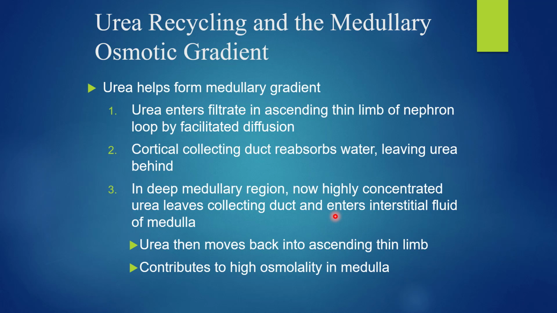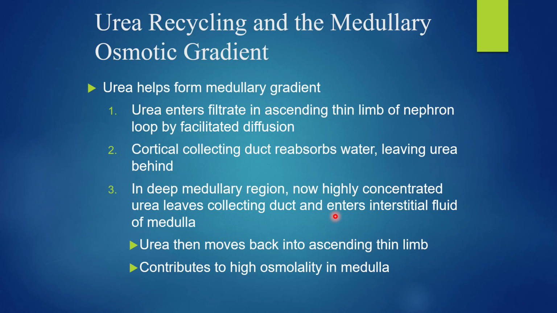So, urea helps form the medullary gradient. Urea enters the filtrate in the ascending thin limb of the nephron loop by facilitated diffusion, and the cortical collecting ducts, which is actually right by the cortex, reabsorb water, leaving urea behind.